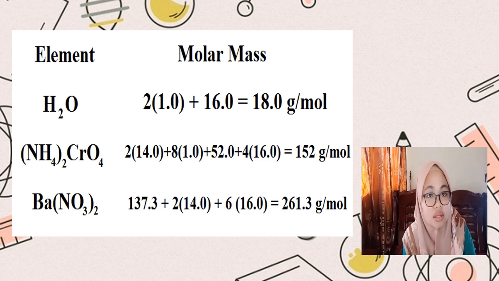The third compound in molar mass is Ba(NO3)2. You can use the formula mass: 137.3 plus 2 bracket 14.0 plus 6 bracket 16.0, which gives 261.3 gram per mole.